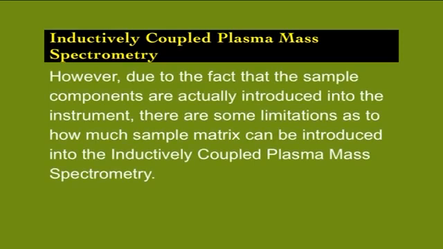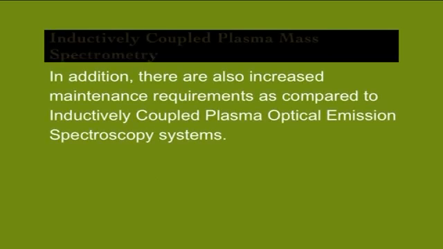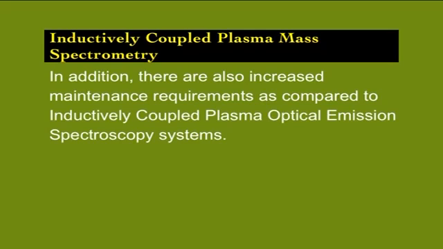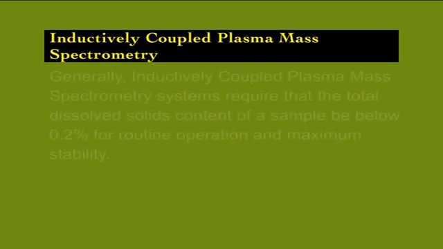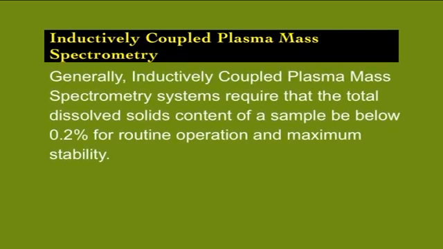However, due to the fact that the sample components are actually introduced into the instrument, there are some limitations as to how much sample matrix can be introduced into the inductively coupled plasma mass spectrometry. In addition, there are also increased maintenance requirements as compared to inductively coupled plasma optical emission spectroscopy systems. Generally, inductively coupled plasma mass spectrometry systems require that the total dissolved solids content of a sample be below 0.2% for routine operation and maximum stability.